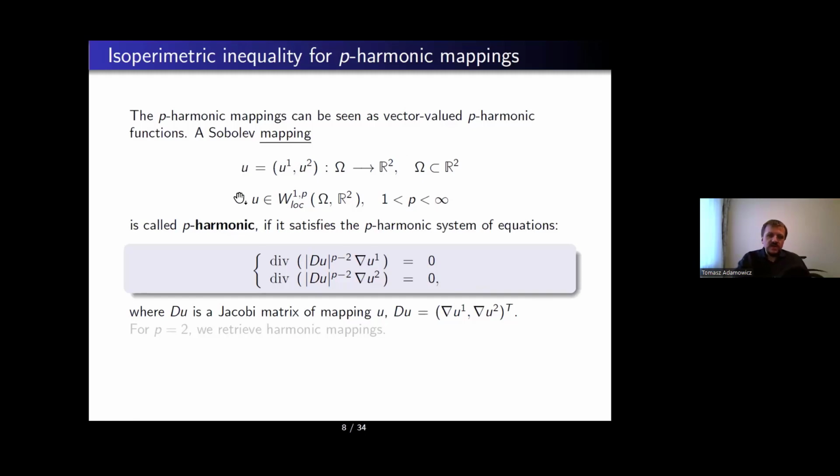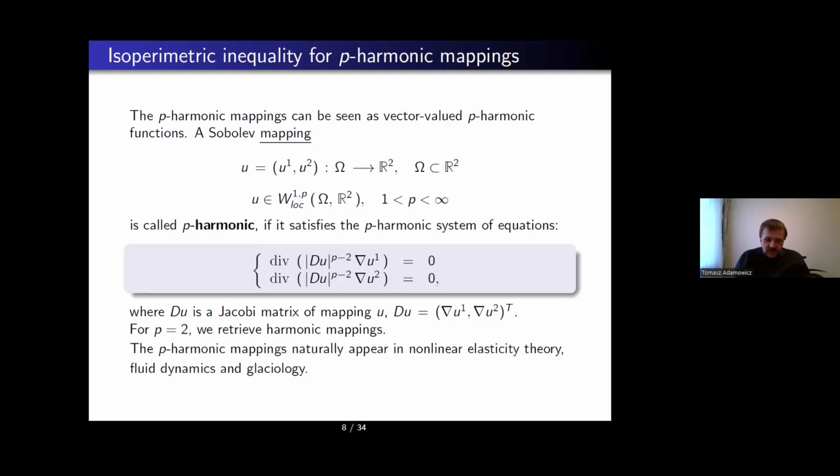We say that a Sobolev map U with component functions U1 and U2, a map which goes from an open subset in the plane into the plane, is called p-harmonic if it satisfies the following system of equations, with du denoting the Jacobi matrix of map U. This means that rows of matrix du are the gradients of component functions of the map. When p is equal to 2, we retrieve harmonic mappings.